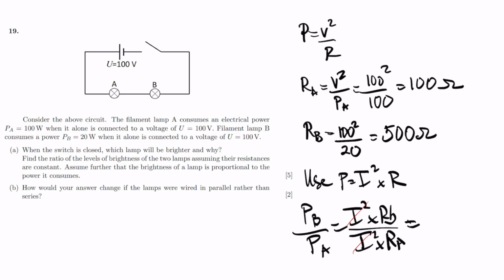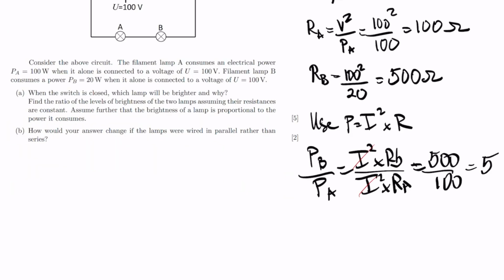So what would that be? RB over RA, that's just 500 over 100, which is just going to be 5. So judging by the assumption, we can say that lamp B will be 5 times brighter.